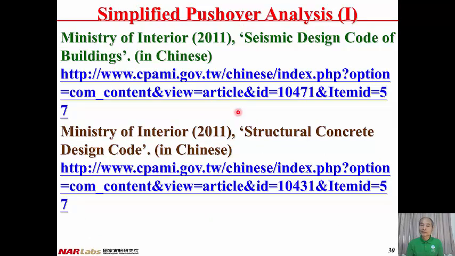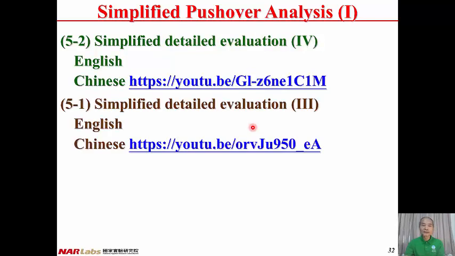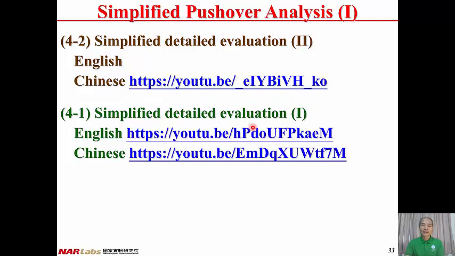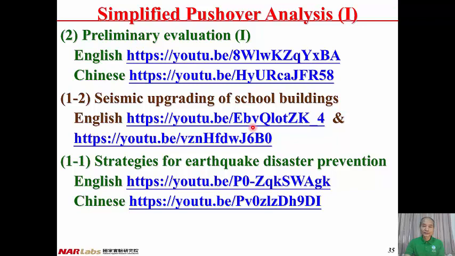And here are some references. Videos are available for simplified pushover analysis. And also videos are available for simplified detailed evaluation, for preliminary evaluation.